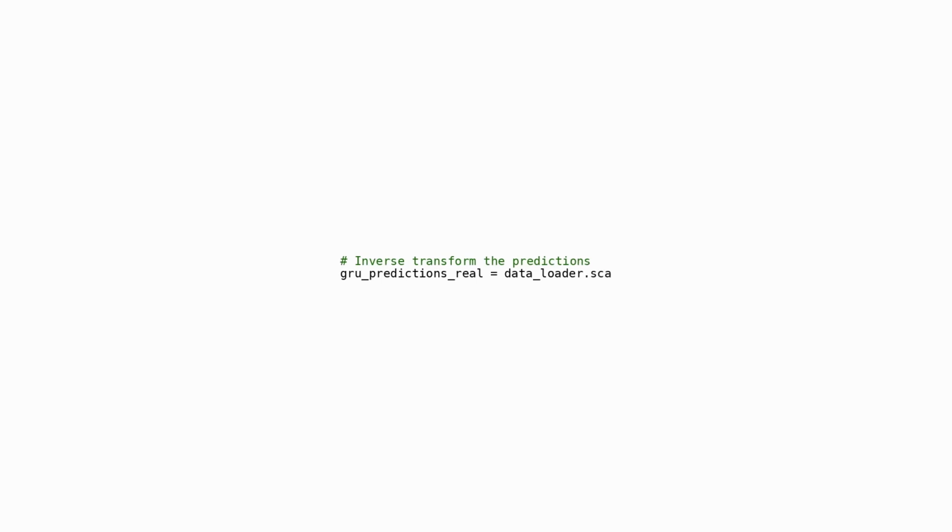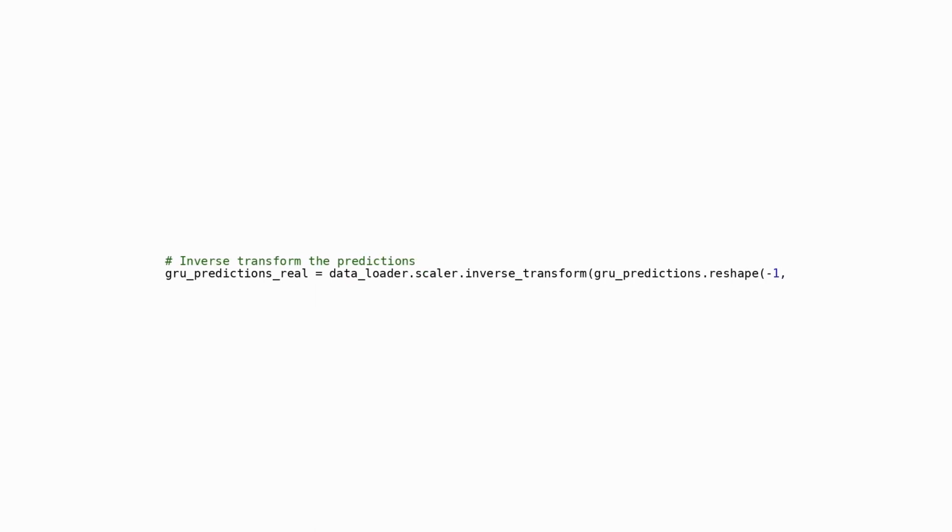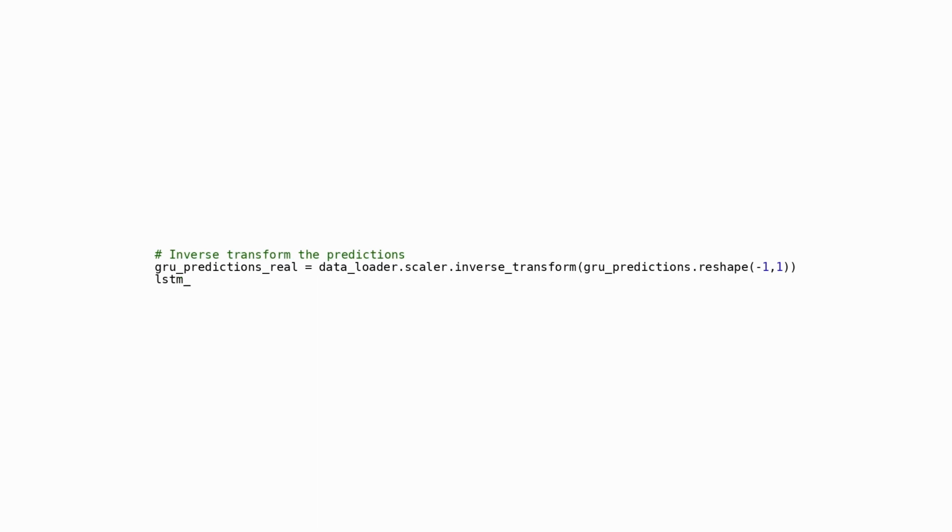The purpose of this specific code segment is to transform the scaled predictions made by the GRU model, the LSTM model, and a baseline model back to their original scale. The predictions generated by these models are likely in a scaled format because it is common practice to scale data before feeding it into neural networks to help with the training process.